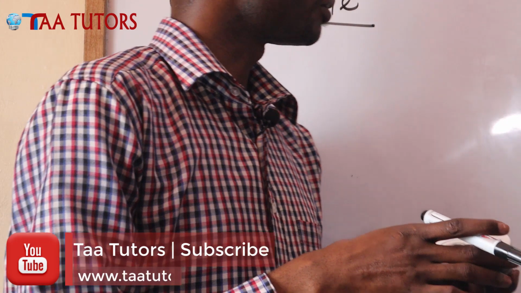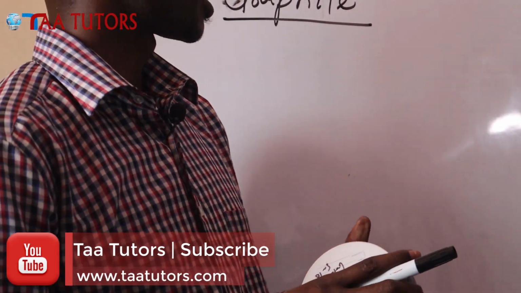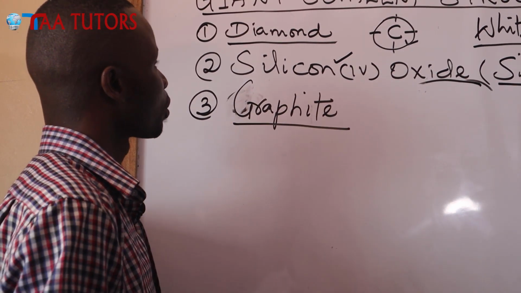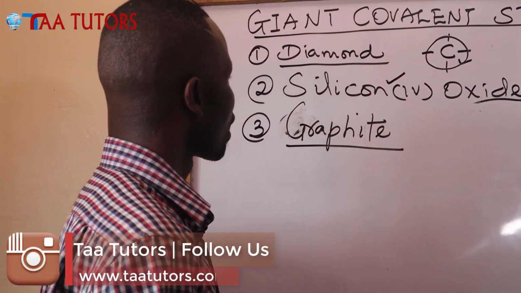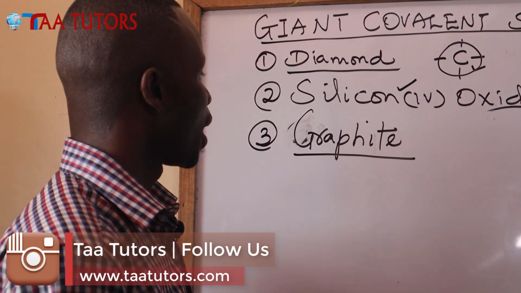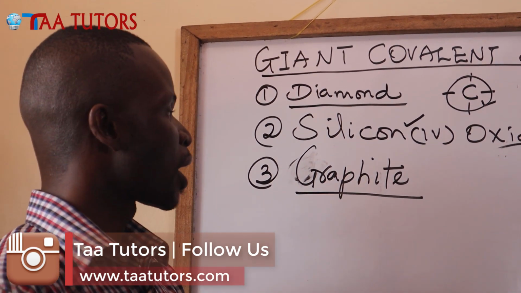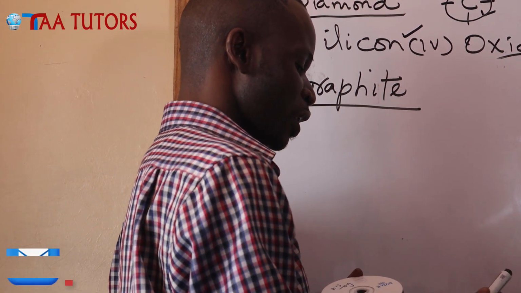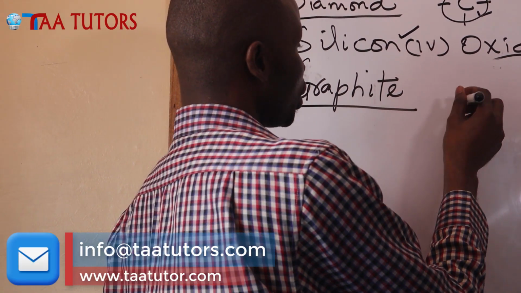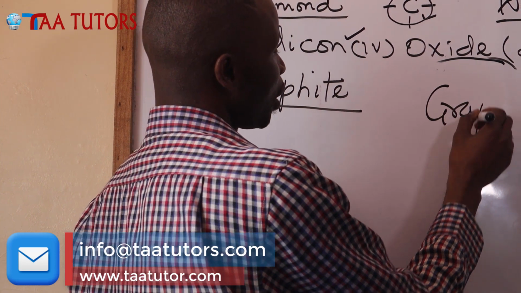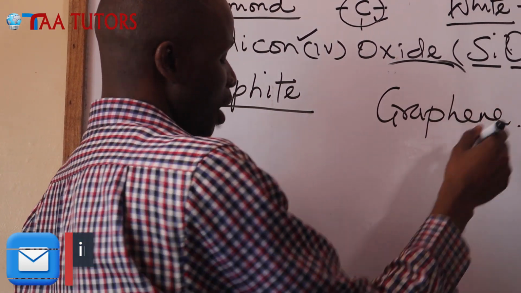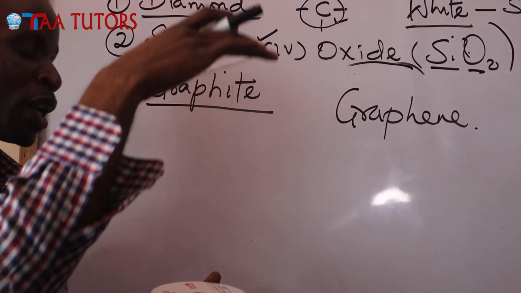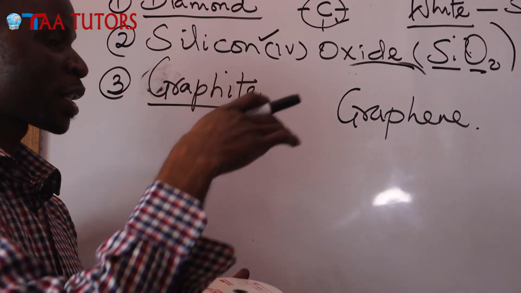So viewers, we have been able to explain a number of things about natural substances. These are all natural substances: diamond, silicon dioxide, and graphite. There's another molecule called graphene. Now, graphene is almost the same as graphite, but they are different in a way. Let me talk about graphene. Graphene is almost like graphite, but we talk about one layer of graphite only as graphene.